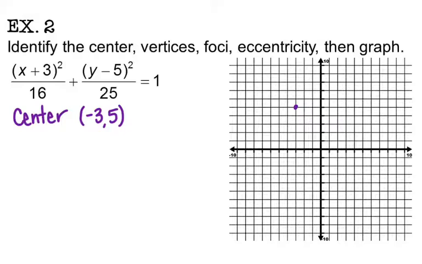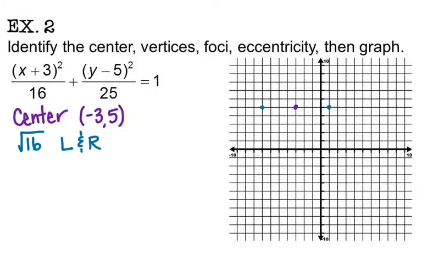You can use the information on your foldable to find the A value and B, etc. But this is the rule that I always go by. So whatever number is underneath the X term, that's how many spaces I'm going to go left and right. Since it's under the X, I'm going to go left and right. And I'm going to take the square root of that number. So I'm going to take the square root of 16, and I'm going to go that many spaces left and right. So I'm going to go 4 spaces left and right from the center and put 2 points on there.